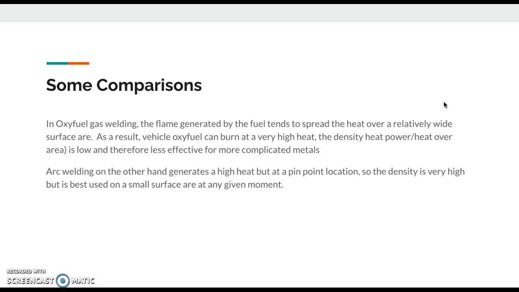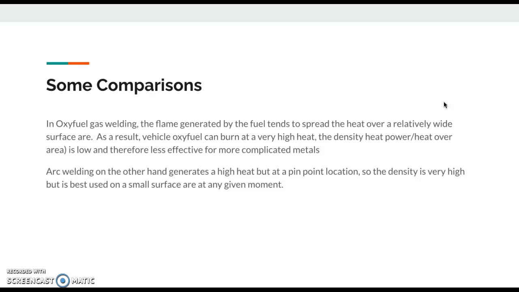Here's some comparisons of different ways of welding. So again, in the oxyfuel, the flame is spread over a very wide area. So while it's still very hot, you definitely don't want to put your hands on it. It's spread out over a very wide area, so you're losing a lot of heat to work.